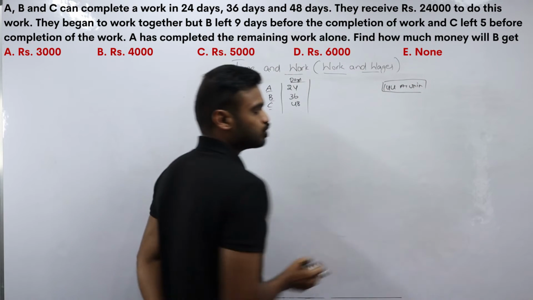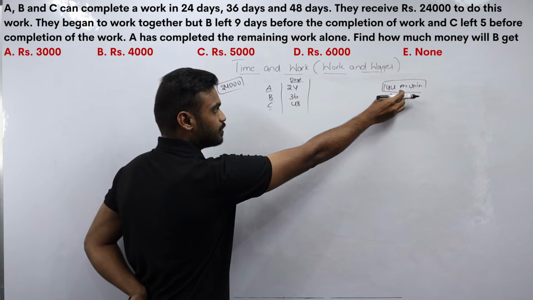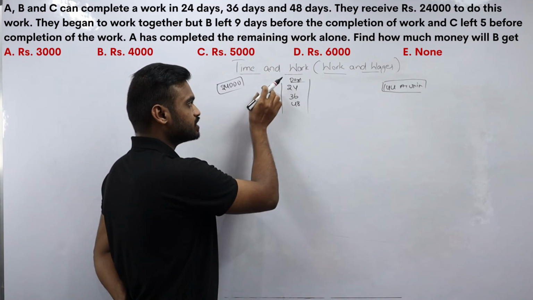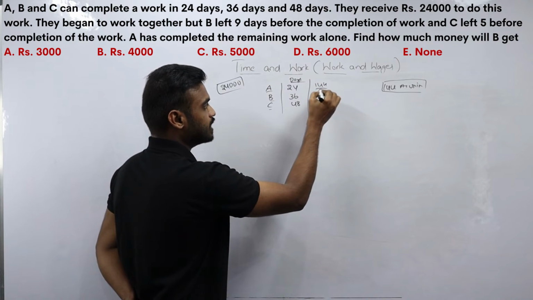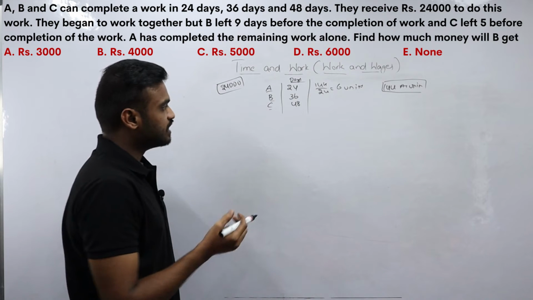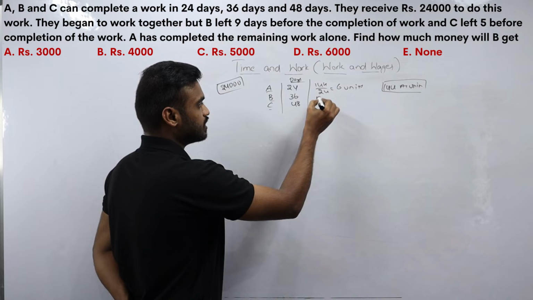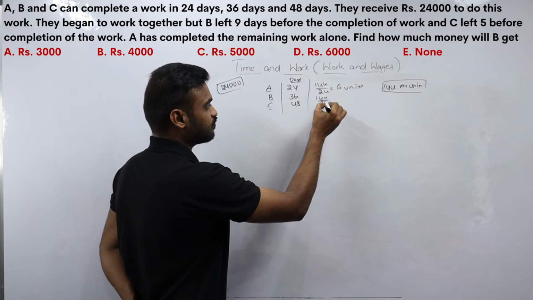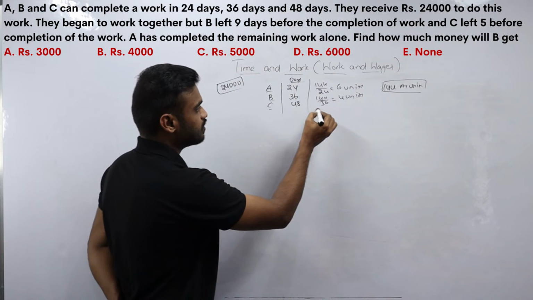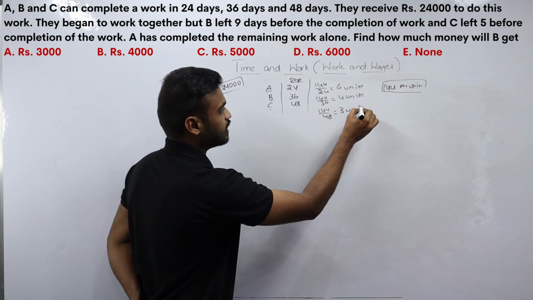So the total amount of work to be done is 144 units. 144 units will be completed in 24 days by A. So per day A is doing 144 by 24, that is 6 units per day. In the same way, B is completing 144 units of work in 36 days. So per day B is completing 144 by 36, 4 units of work. In the same way, C is completing 144 by 48 equal to 3 units of work per day.